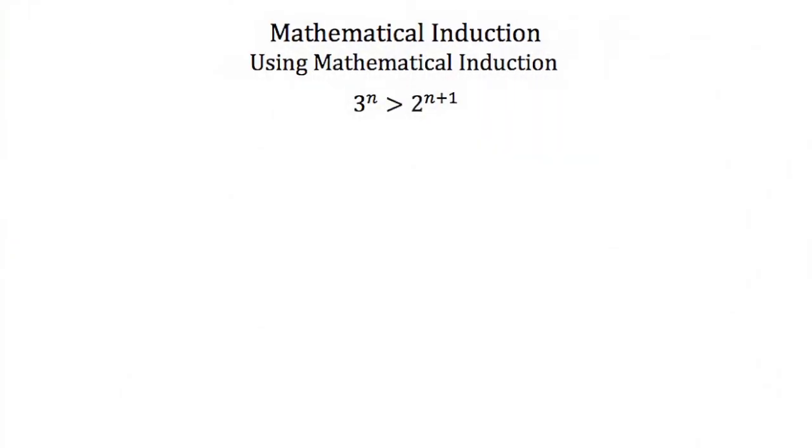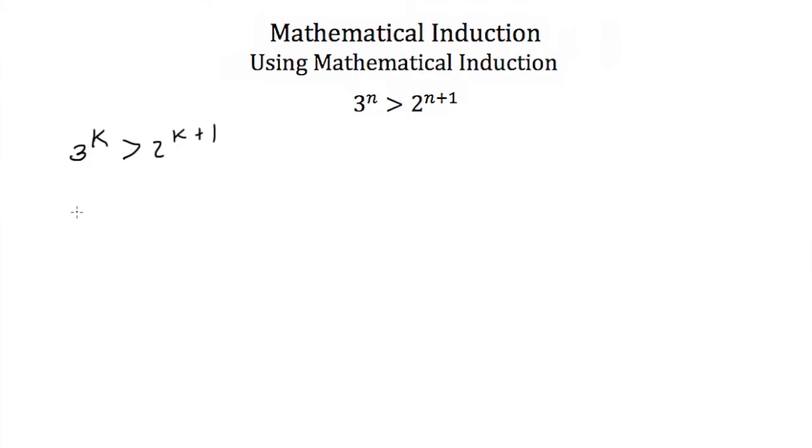Now typically we use mathematical induction to compare two equations, or you can think of two different sequences. Here we're saying 3 to the n power is always greater than 2 to the n plus 1 power. Now if we wanted to check this, we could check it for any value of n, and the random value of n that we're going to choose is k. So that means that 3 to the k must be greater than 2 to the k plus 1.